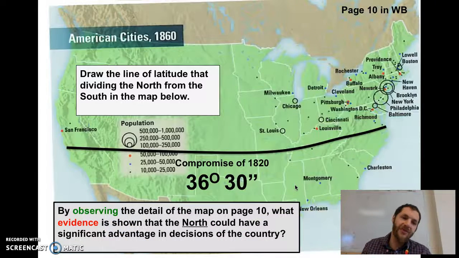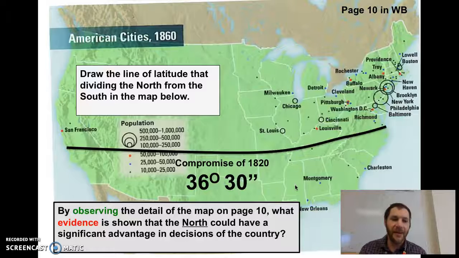The question I want to ask is, by observing the detail of the map on page 10, which is in the workbook, and if you're just using the assignment on Spark, there will be no page number: what evidence has shown that the North could have a significant advantage in decisions of the country? Now, looking at the map, I want you to focus on the key to the map, which is right over here, and ponder the idea. What might be something significant?